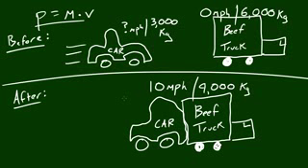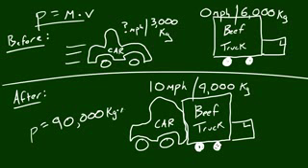The first thing we need to do is calculate the total momentum after the crash. So, of course, momentum equals mass times velocity. If we take the mass of this, which is 9,000, and multiply it by 10 miles per hour, we get a total momentum of 90,000, and the units are just kilograms times miles per hour. So after the collision, this object had a total momentum of 90,000 kilograms times miles per hour.